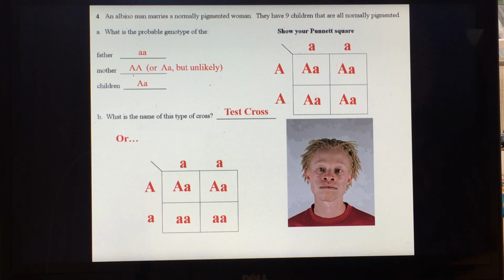A test cross is when you have an individual that has a dominant phenotype and you don't know whether they are heterozygous for that dominant phenotype or homozygous dominant. And so you would cross them with an individual who's homozygous recessive. And then if any of their offspring have the recessive phenotype, you know they were heterozygous. You can do this with guinea pigs or fruit flies, but not really so much with humans. But you could kind of consider this a test cross.